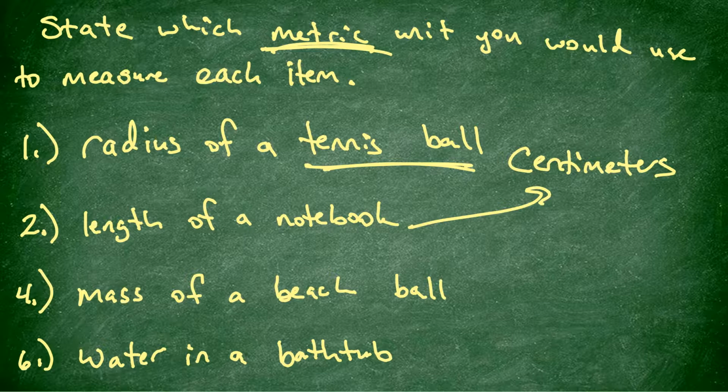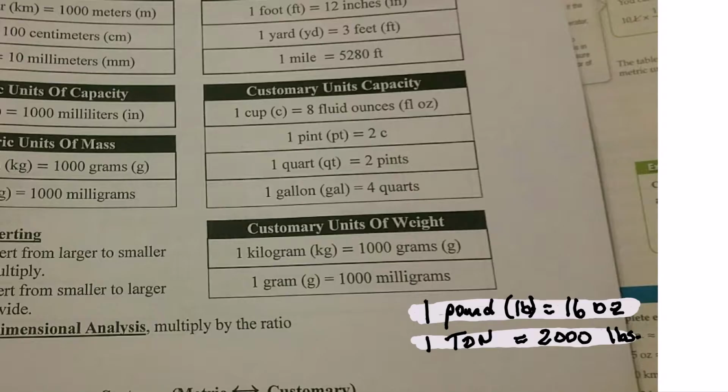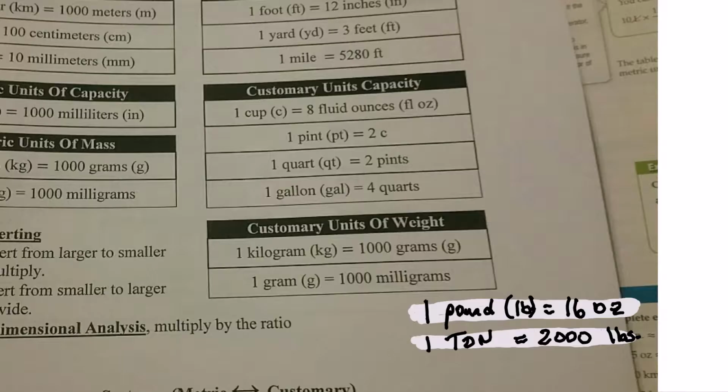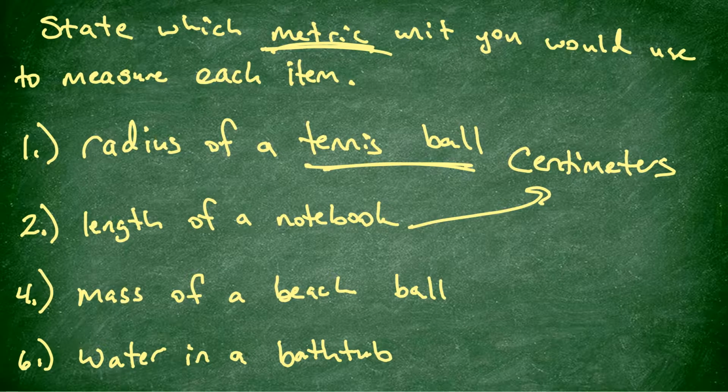So I think ounces. So here's what I do in case I'm not sure. I look at the weight, and ounces right here go with grams. So my customary would be ounces, so if I'm thinking ounces, I think grams, and then that's where I'm going to go. So I'm pretty sure that the mass of a beach ball should be grams. Water in a bathtub. Well, customary I would think of a gallon, so I'm going to think liters. All right, and that's it.